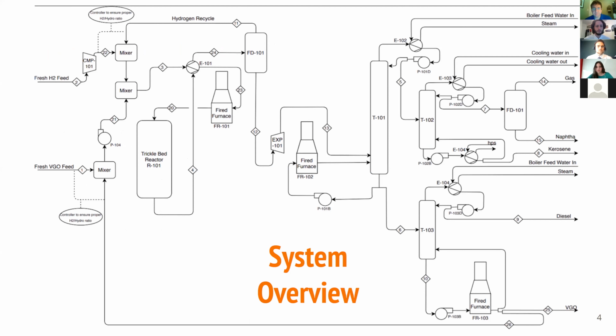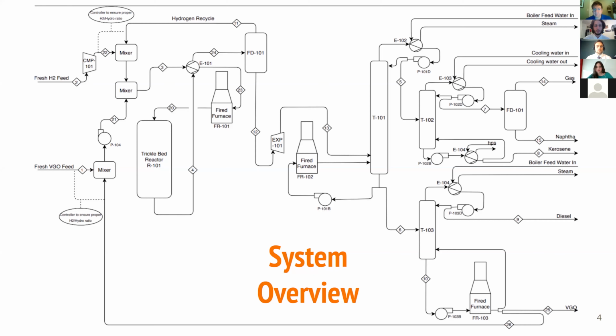As you can see to the left, we start off with our fresh VGO and hydrogen feed. The hydrogen feeds into a compressor, which compresses it to the operating pressure of upwards of 2000 PSI. It then goes into a preheater, which recycles some of the heat that the reactor produces, before going into a fired furnace to heat it up to the reaction temperature of around 800 degrees Fahrenheit.